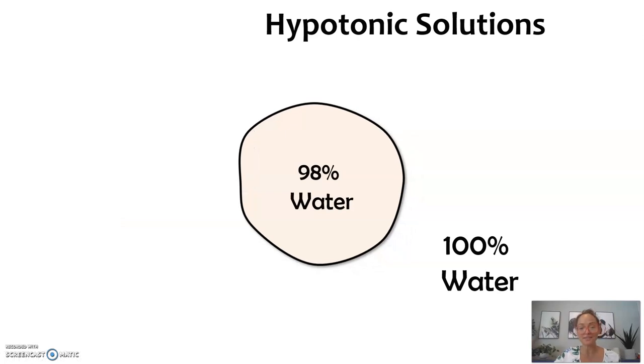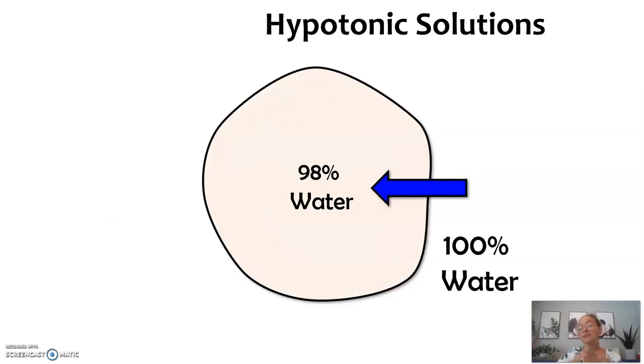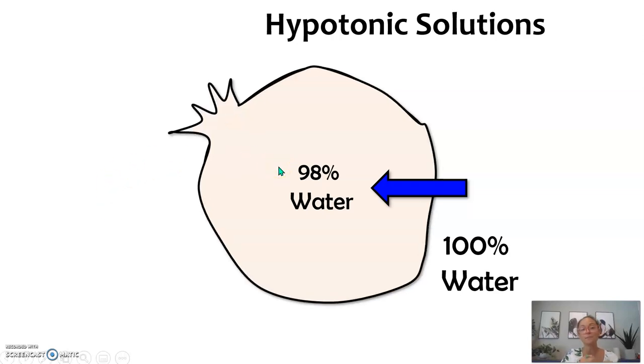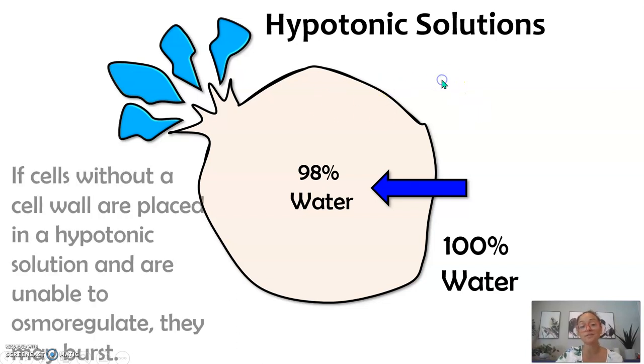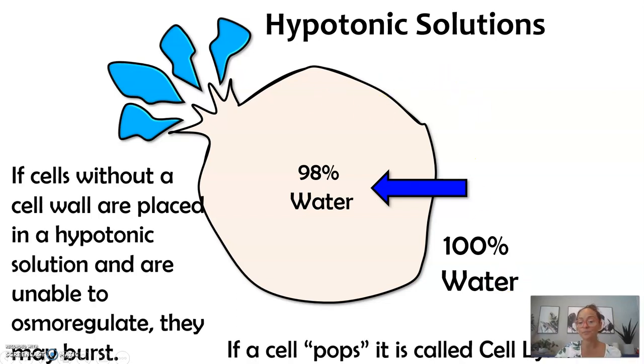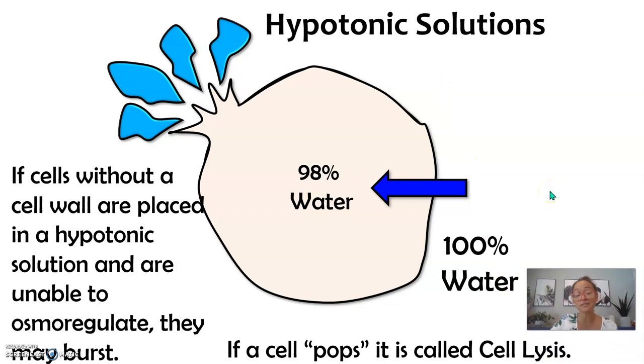So here, if you put a cell into distilled water, for example, and it's 100% water, water is going to be moving into the cell, which causes the cell to expand and swell because it's gaining water. And so here, eventually, without a cell wall, that could cause the lipid bilayer to burst open, causing a lot of water to flow out of the cell. Now, if a cell bursts, this is called cell lysis. And we don't see this in plant cells or bacterial cells because they have cell walls for support and protection, but this definitely could happen in animal cells.